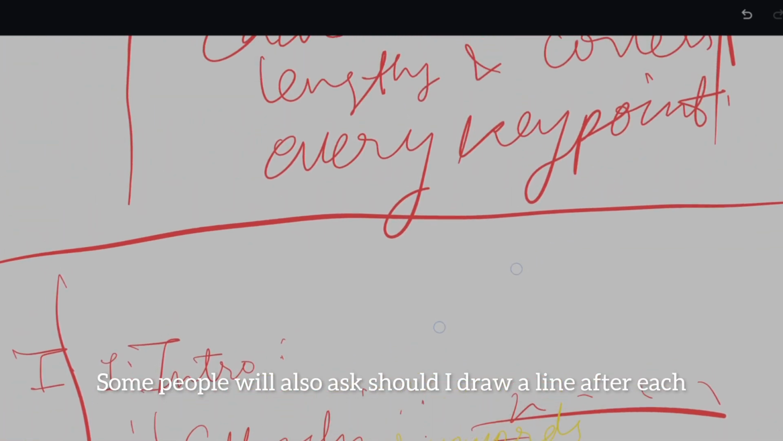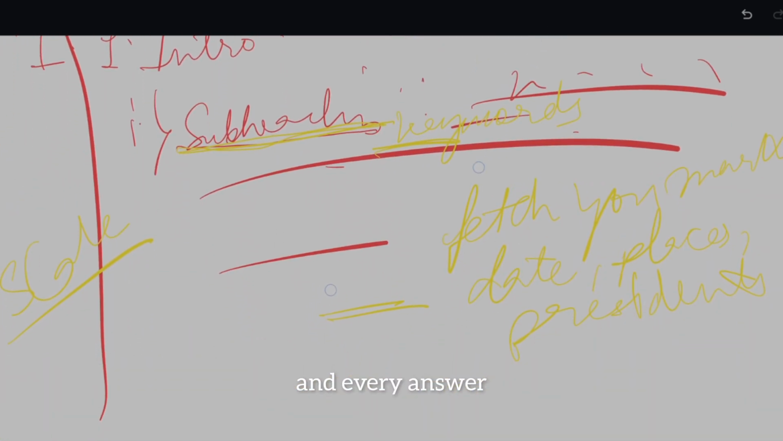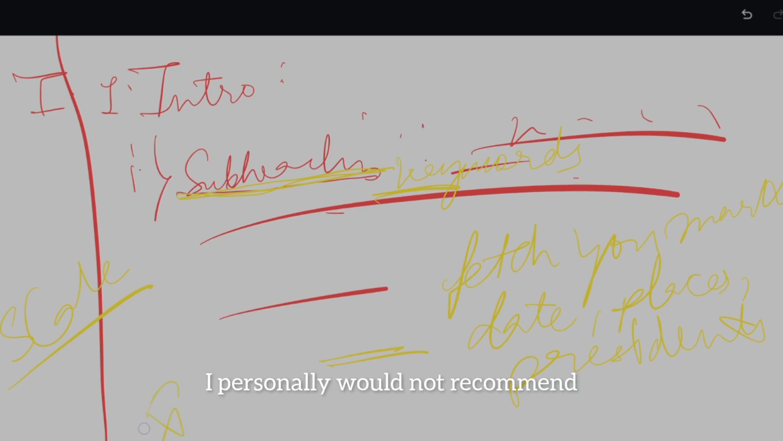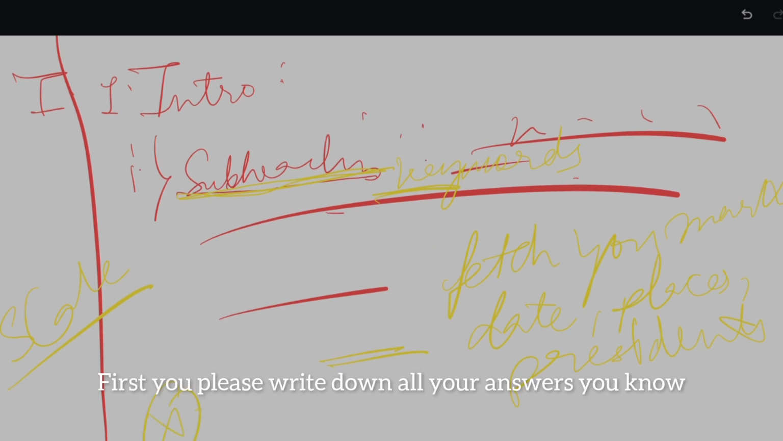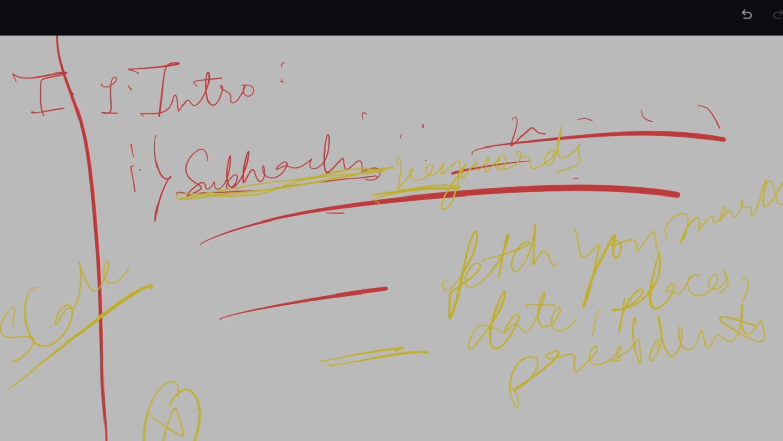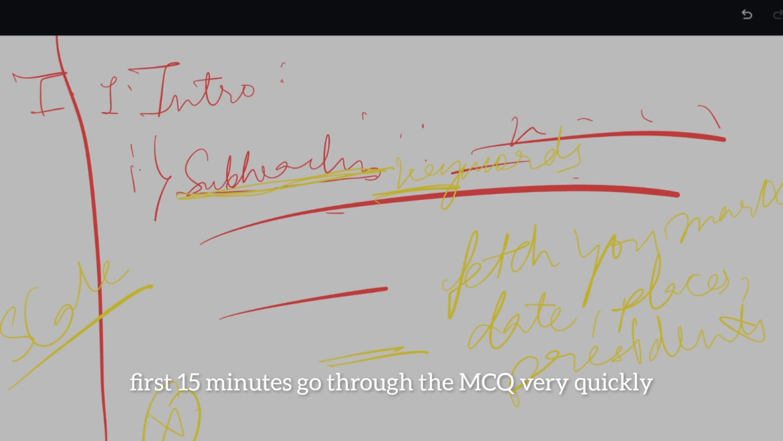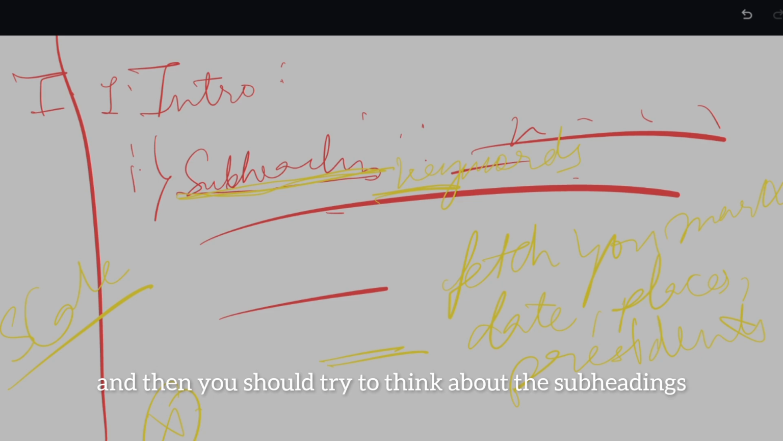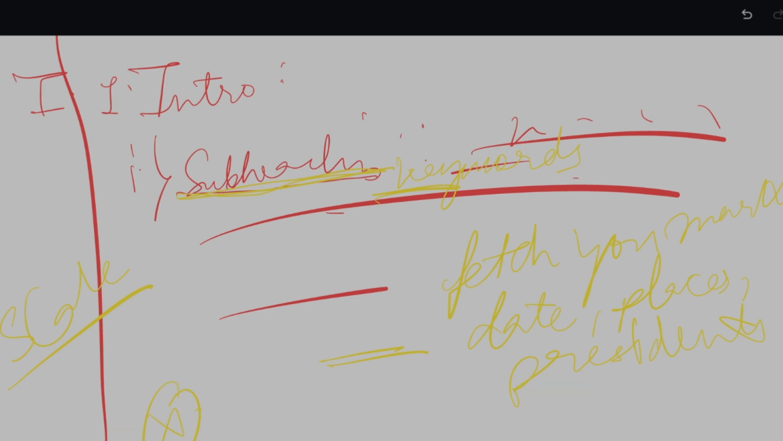And some people will also ask, should I draw a line after each and every answer? I personally would not recommend that because it takes a lot of time. First, please write down all your answers. As soon as you get your paper, in the first 15 minutes, go through the MCQs very quickly and then move to the 6 markers. And then you should try to think about the subheadings. Because if you can jot down your subpoints, only the subheadings, at that time, it will help you later on.